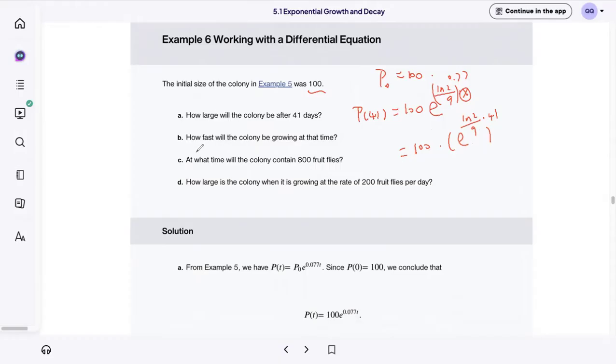The second question is asking how fast the colony will be growing at that time, the rate of change. C: at what time will the colony contain 800 fruit flies? So we need to solve for time t, given that P of t is 800. We want to solve for t. D: how large is the colony when it's growing at the rate of 200 fruit flies per day? Given the rate of change, the derivative, we want to find the t also.